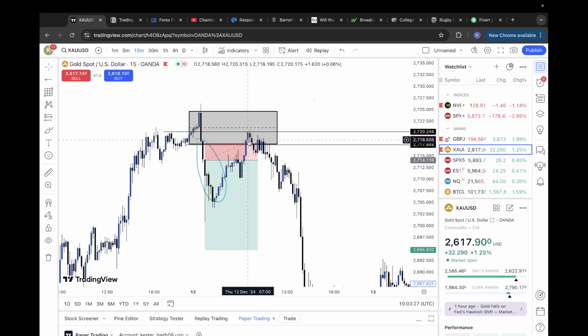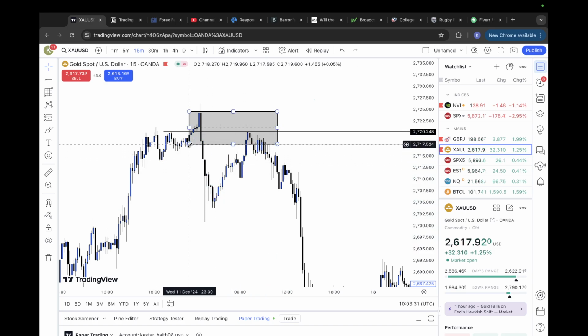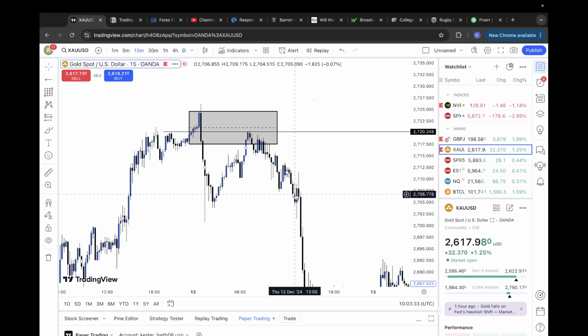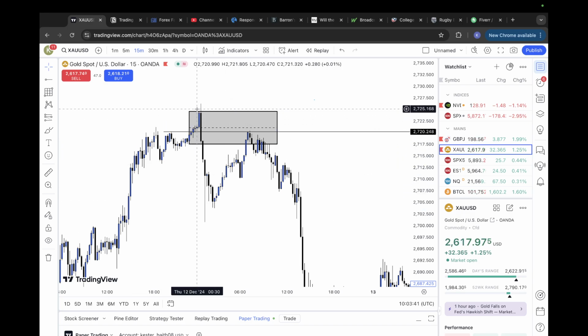The problem with that is you're going to get stopped out when the retrace comes to the order block, which is why I prefer to delay my entry until I get a retrace into the form of an order block, equilibrium, or a fair value gap, even a breaker block. We'll come into that a bit later. You can see we come up here.